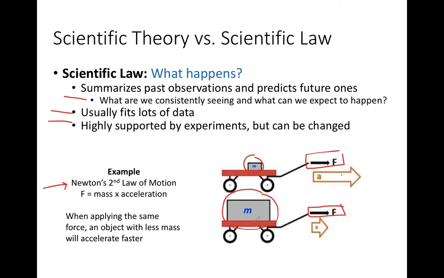Now, this is considered an example of a law because this is a consistent observation. This is happening all the time, and it's just predicting that if I get an even heavier mass or lighter mass, the acceleration will be proportional to what's going on. So it's predicting future observations and summarizes consistent observations that are happening over and over again.